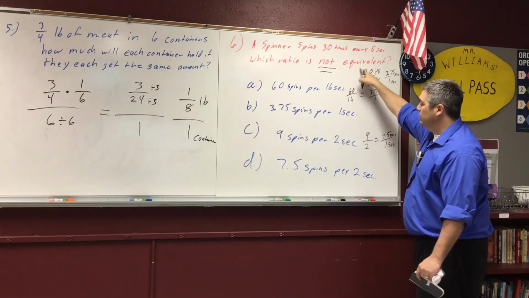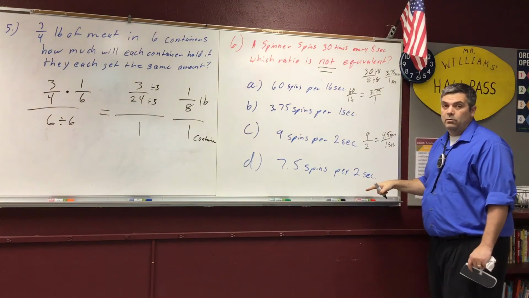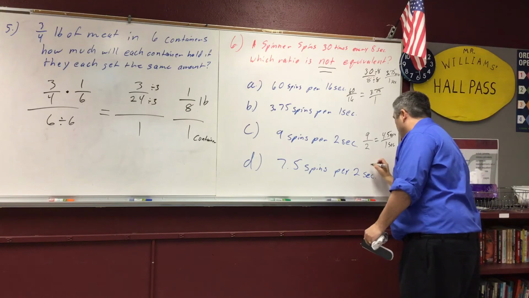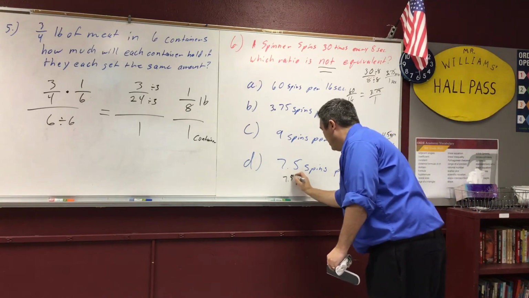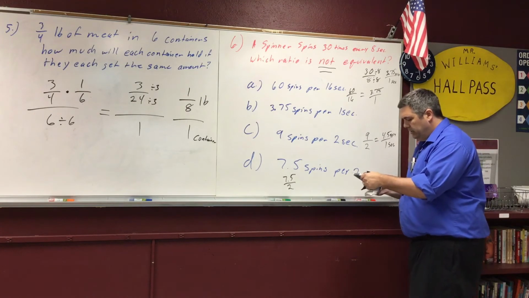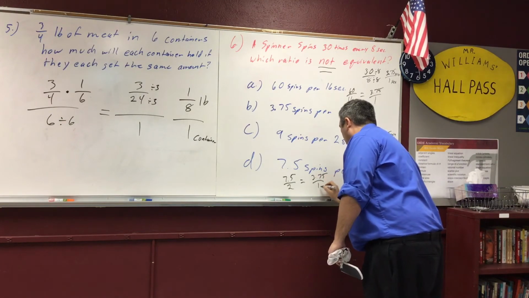These two for sure were equivalent, but let's check this last one just to make sure, because we don't want to mess this up. 7.5 divided by 2. 7.5 over 2. And guys, use your calculator on this, make it easy. Divided by 2 equals 3.75 over 1.